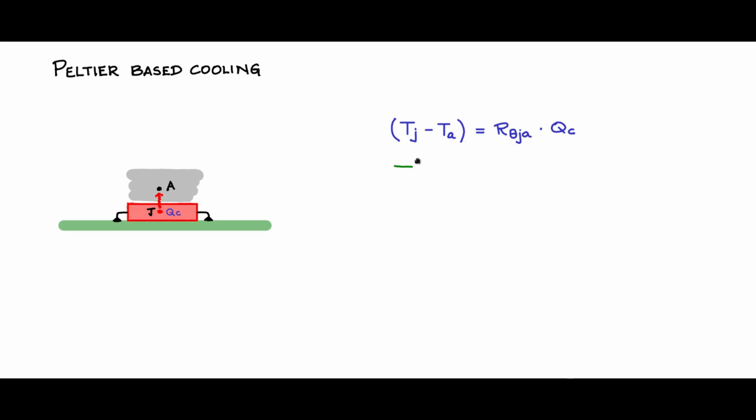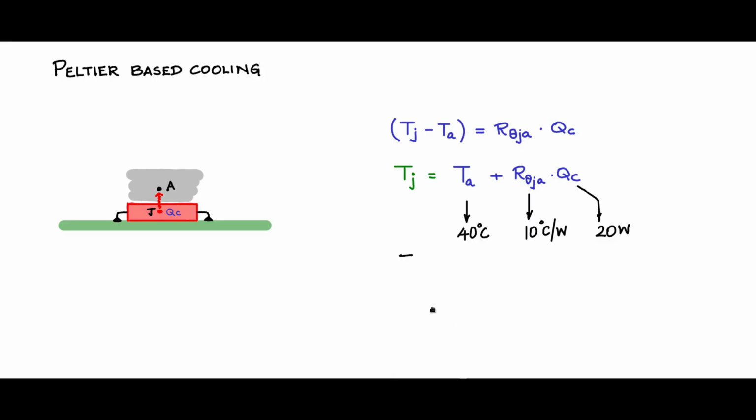Now let me rearrange. Junction temperature is equal to T ambient plus R theta JA times QC. Here, T ambient can be found out. Let us say we will set it at a maximum of 40 degrees centigrade. R theta JA, depending upon the component, we can get from the data sheet, and let us say for example it is 10 degrees centigrade per watt. QC, the amount of power dissipated within the component, is 20 watts. So we need to remove 20 watts of power out of this component.